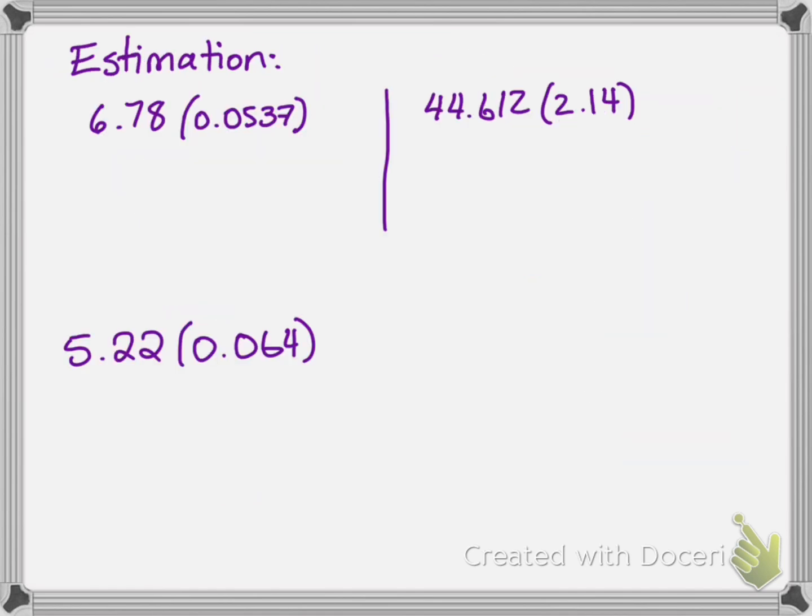The last part of this lesson is estimation. Very, very easy. Remember that estimation is doing the same operations, but with numbers that are rounded. So we're not going to work with all the decimals or all the specific numbers. We're going to round and get an idea, an approximate of the answer.